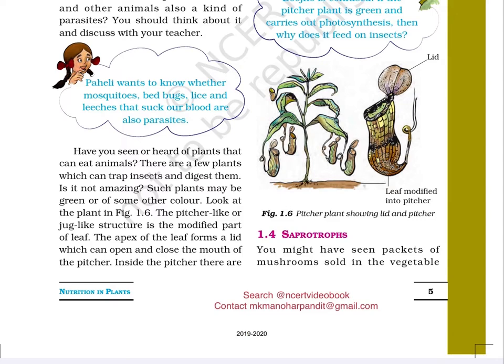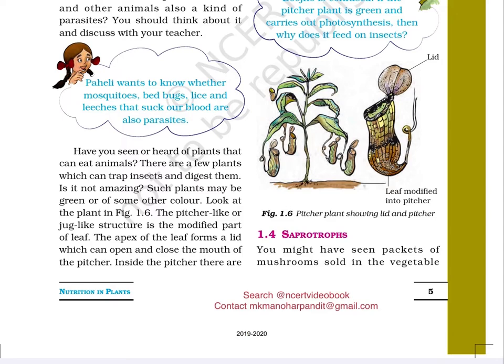Have you seen or heard of plants that can eat animals? There are a few plants which can trap insects and digest them. Is it not amazing? Such plants may be green or some other color. There's a plant in figure 1.6. The pitcher-like or jug-like structure is the modified part of leaf.